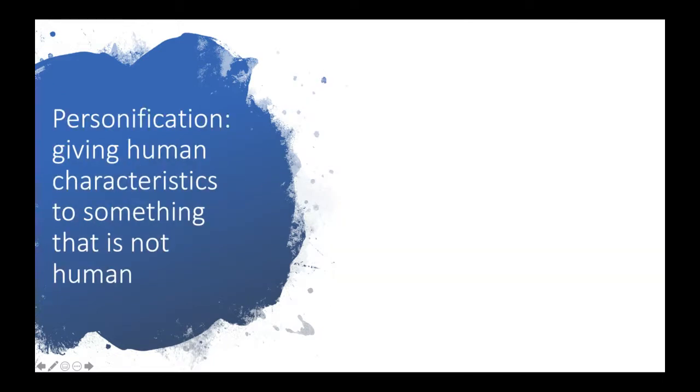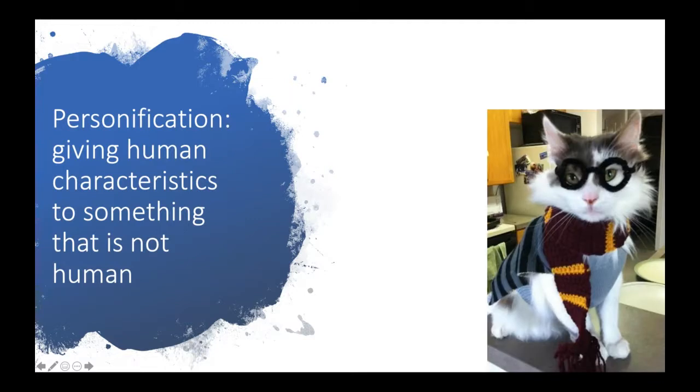Personification is using human characteristics for something that is not human. Think about just about every Disney movie ever. There's talking that probably shouldn't be talking, like a teapot. That is personification. Just like this Harry Potter cat. We have made this cat. Well, this is not my cat. This is an internet cat. I just want to be clear. So this cat has been made up to look like Harry Potter, who is a person.